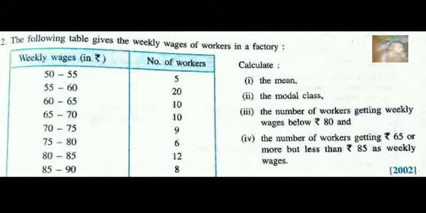Next, you have a different type of question here again. The following table gives the weekly wages of workers in a factory, the wages in rupees and number of workers in frequency, that is. So 50 to 55, 5; 55 to 60, 20; 60 to 65, 10; 65 to 70, 10; 70 to 75, 9; 75 to 80, 6; 80 to 85, 12; 85 to 90, 8. You have to calculate the mean, the modal class, the number of workers getting weekly wages below 80 rupees, the number of workers getting rupees 65 and more but less than 85 weekly wages.